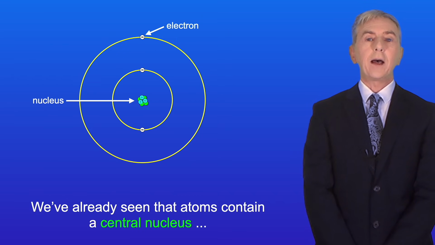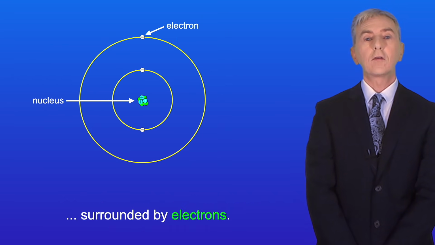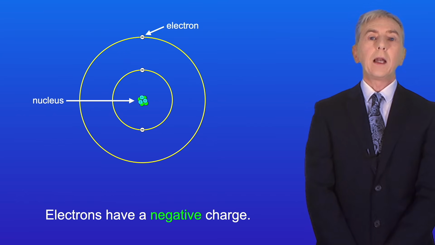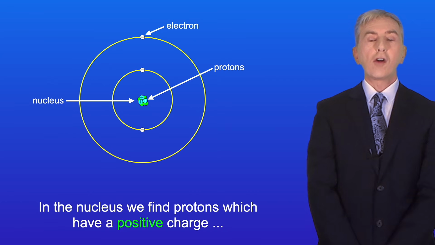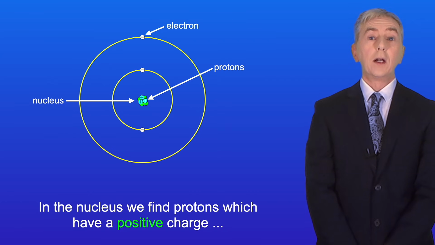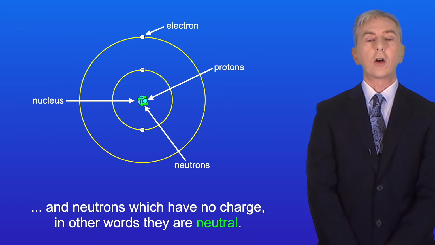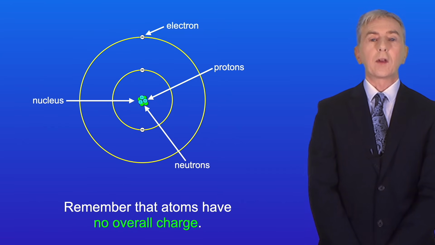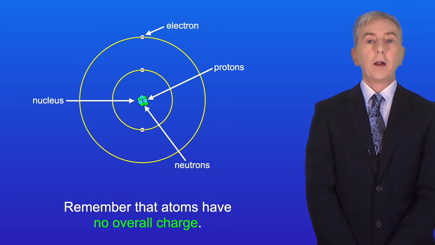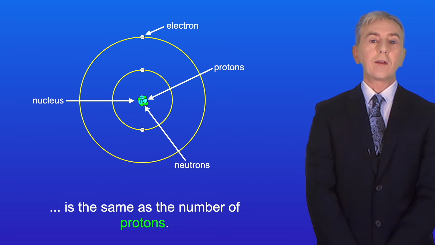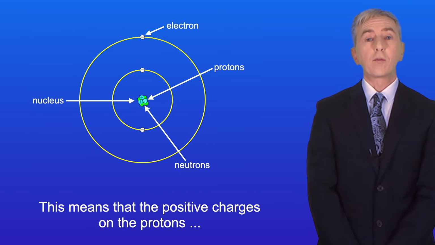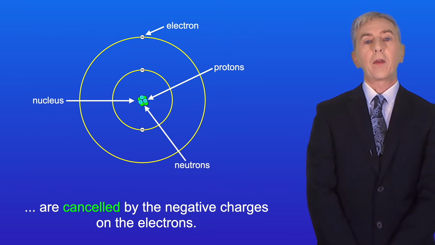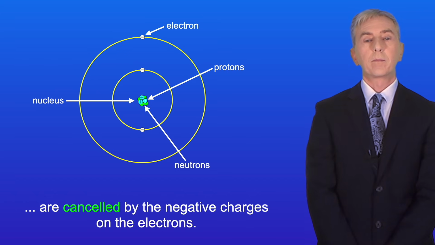We've already seen that atoms contain a central nucleus surrounded by electrons. Electrons have a negative charge. In the nucleus, we find protons, which have a positive charge, and neutrons, which have no charge. In other words, they're neutral. And remember that atoms have no overall charge. That's because the number of electrons is the same as the number of protons. This means that the positive charges on the protons are cancelled by the negative charges on the electrons.